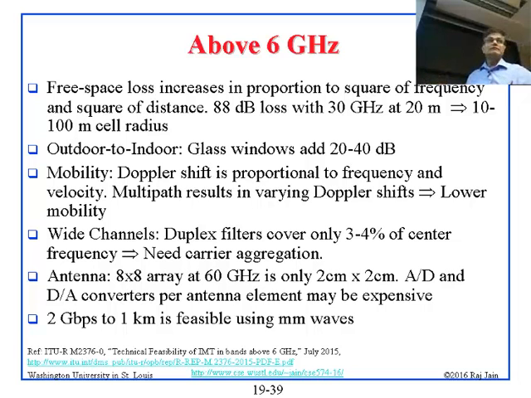Mobility, Doppler shift is also proportional. You cannot be running it in the car. The channels are wide, which is good. The antennas are small, which is good. And so you can do up to 1 kilometer, 2 gigabits using millimeter wave. We have already talked about all that.